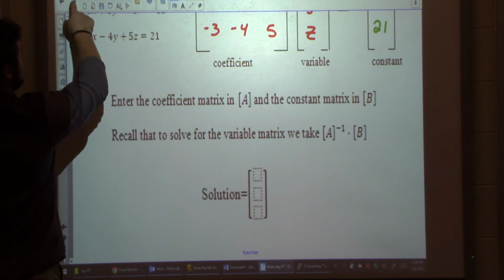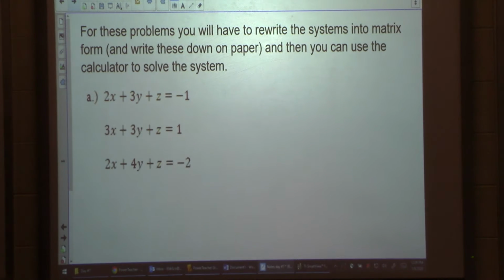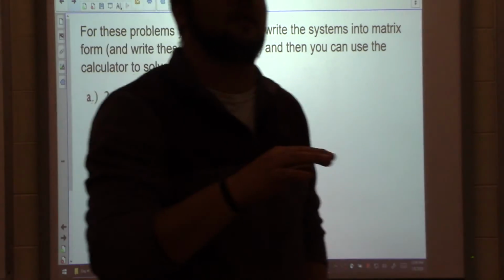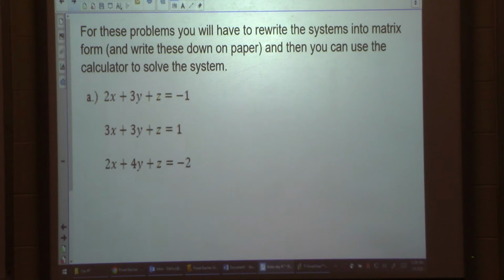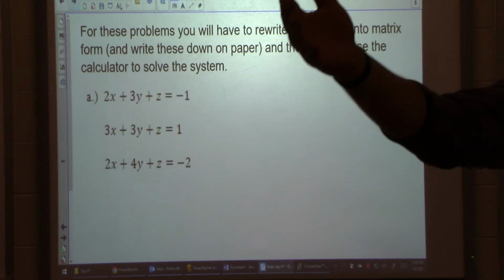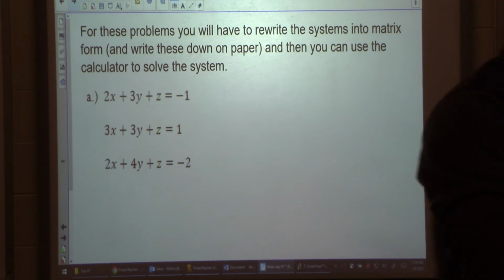Alright, so what's our answer? Let's move on. So, what I will require: if you are going to just use your calculator, I would like you to write out your coefficient matrix to the -1 times your constant matrix, and then the answer. That's all I need. Alright, the rest of you on your calculator.